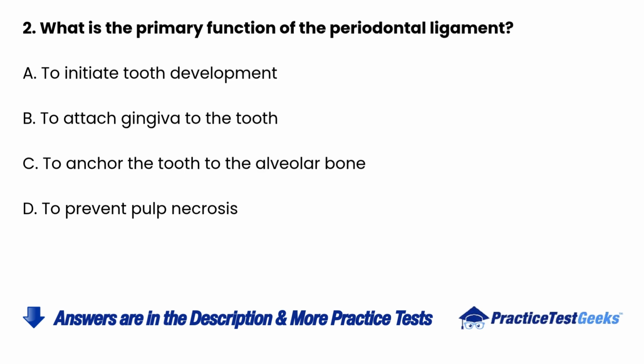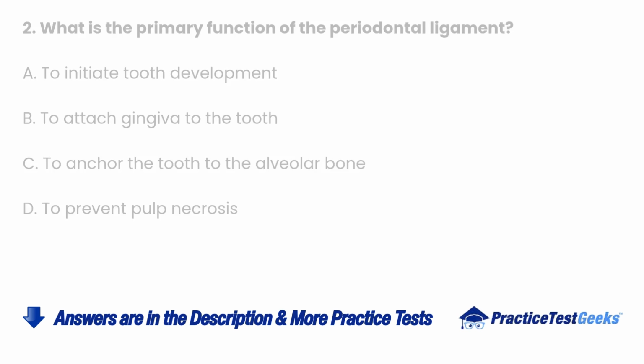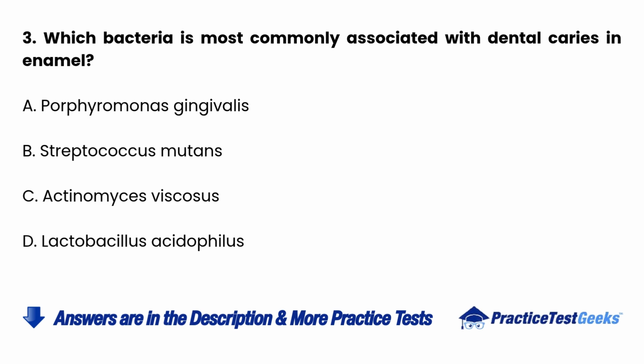A. To initiate tooth development. B. To attach gingiva to the tooth. C. To anchor the tooth to the alveolar bone. D. To prevent pulp necrosis. 3. Which bacteria is most commonly associated with dental caries in enamel?